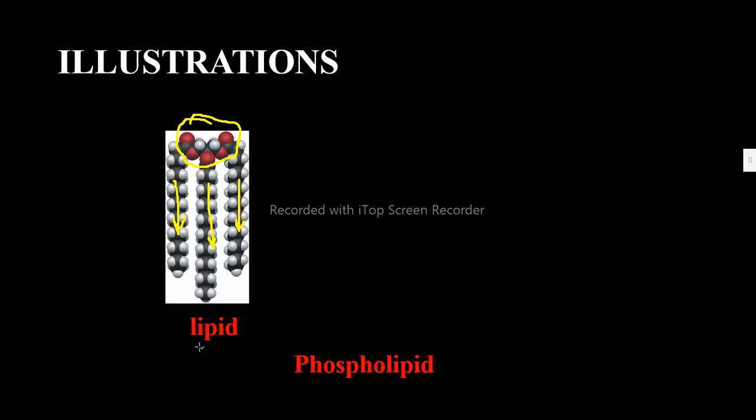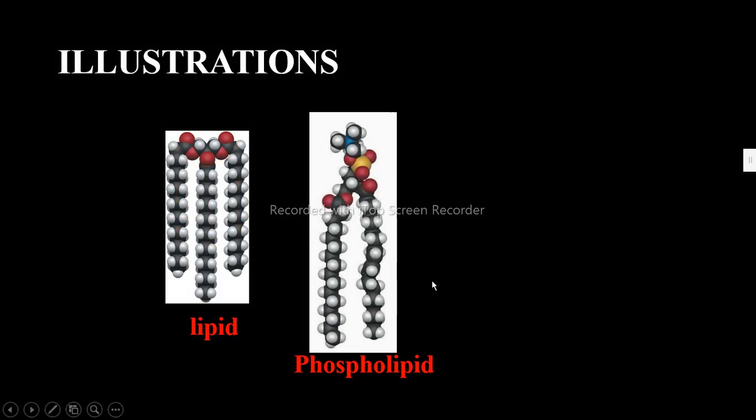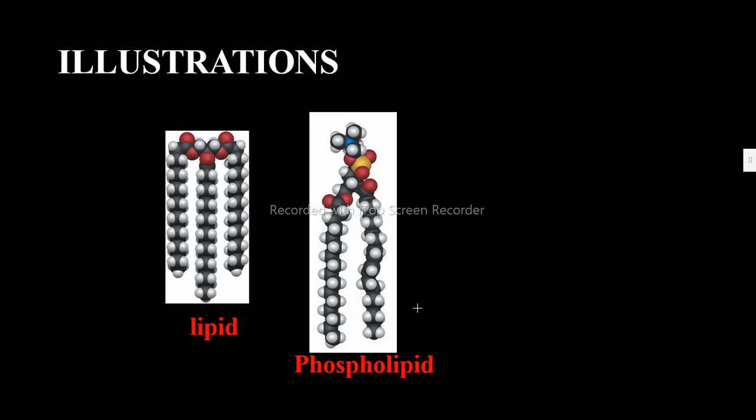And this is a lipid. But now for phospholipids, one of the fatty acids, I don't know which one, but obviously either on carbon 1 or carbon 3, one of them is going to be replaced by a phosphoric acid.